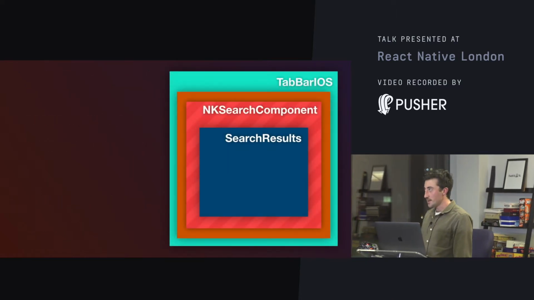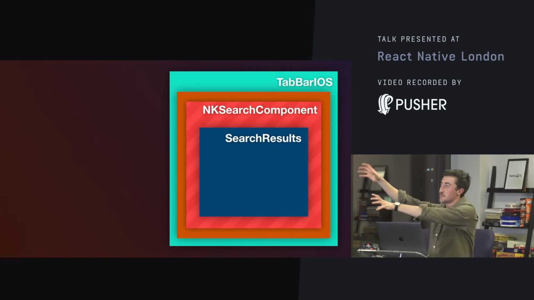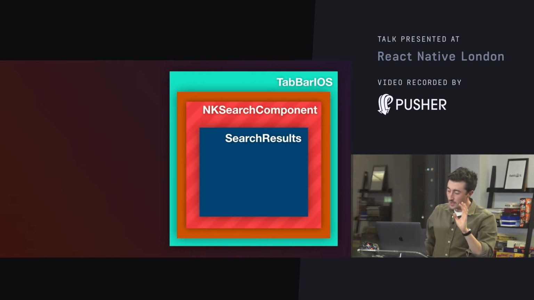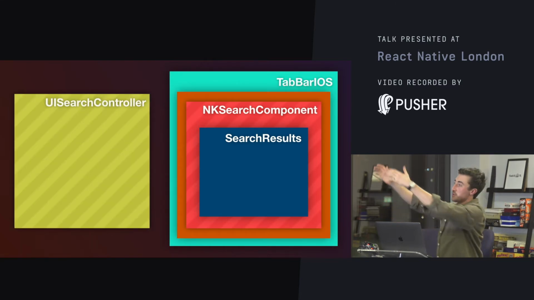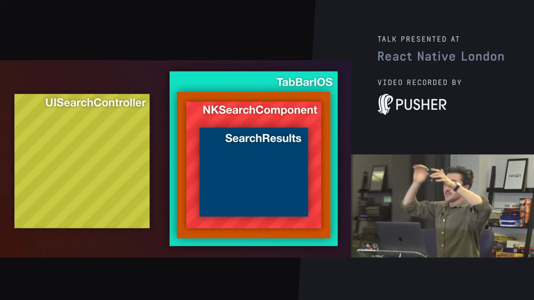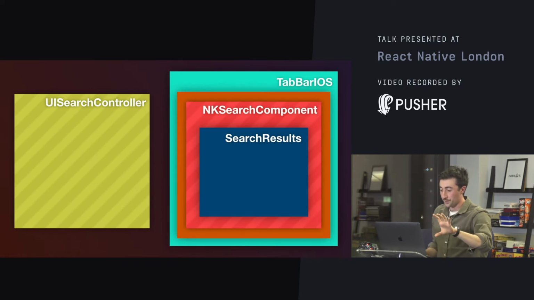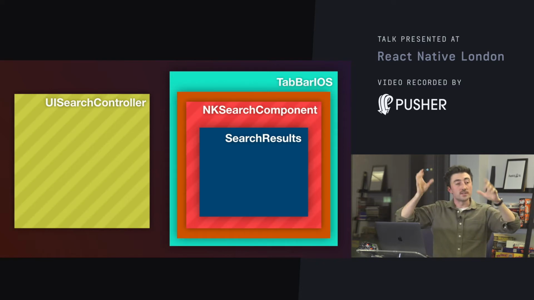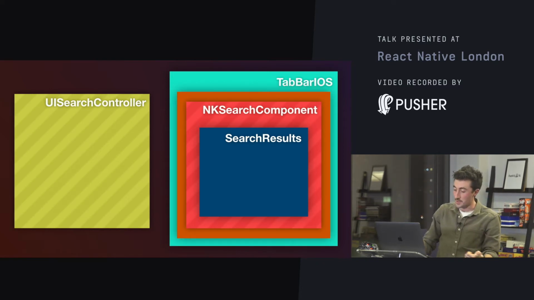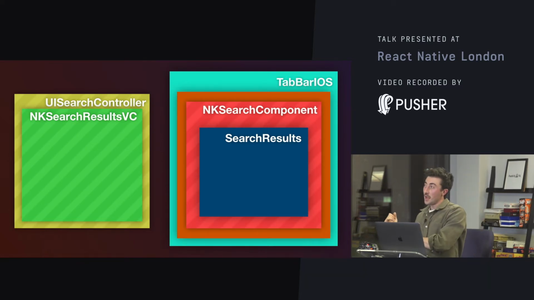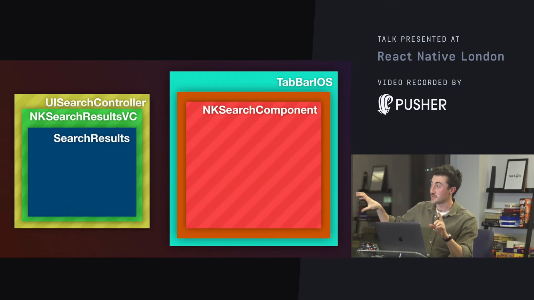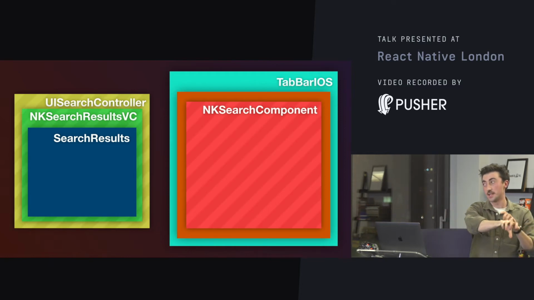So here's basically where we're at. If you imagine that I've put search results inside that search component, what we need to do next is make a UISearchController. So here's React on this side, here's native over on that side. Then we're going to make a search results view controller, that thing from the previous slide, which we're going to call NKSearchResultsViewController. Then the magic we're going to do is take our search results out of React and stuff them inside this native controller.